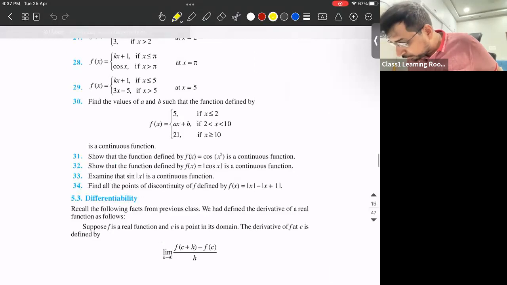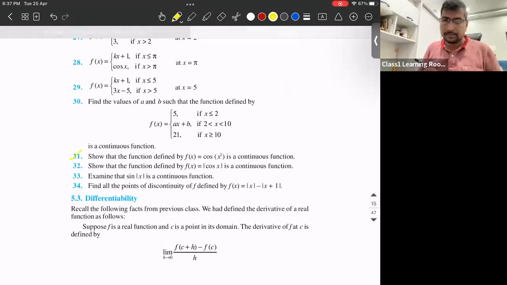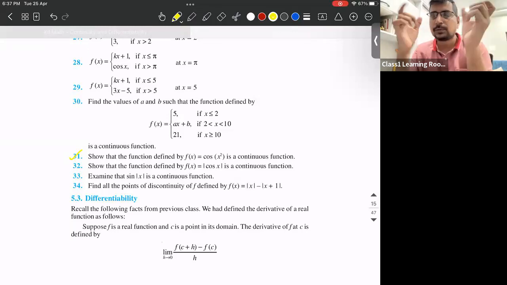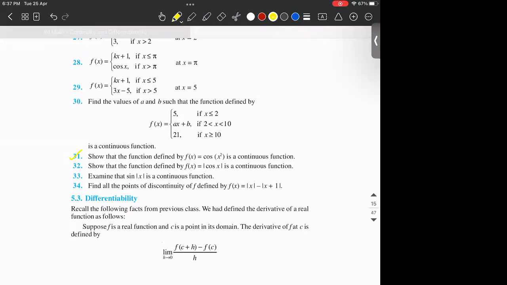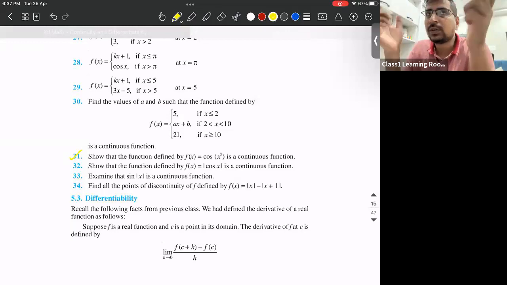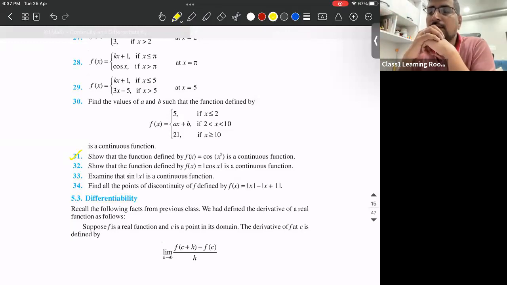Yeah. In this one, you have this example 31. Tell me, what about this? Show that the function defined by f of x is equal to cos of x square is a continuous function. So how will you write it? Cos x square is formed because of which two functions? Cos x and x square. So cos x and x square both are individually continuous functions in the domain of R. Hence, cos x square will be a continuous function. Accepted?